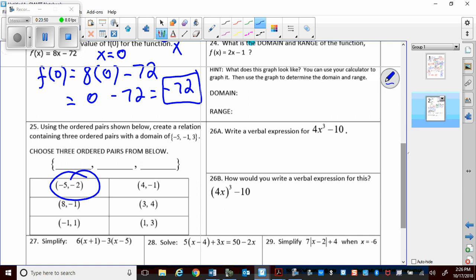Negative 5, here's the x value with negative 5. Here's an x value with negative 5. And here's an x value with negative 5. I mean, with 3. Negative 1 and 3, sorry. And then you need to, on your test, if you're not using parentheses, I'm going to mark it wrong. You need to write it out. Negative 5, negative 2, negative 1, comma 1, comma 3, and 4.